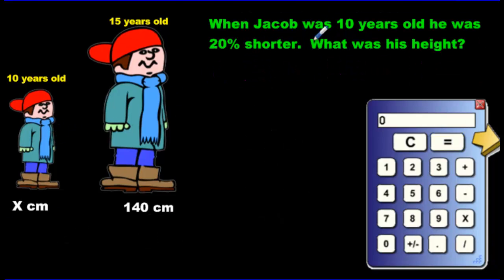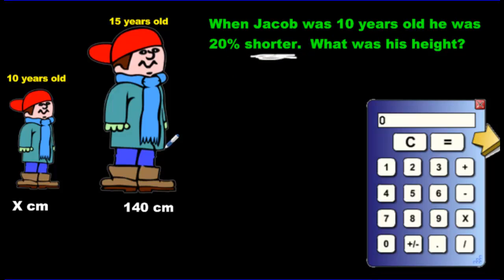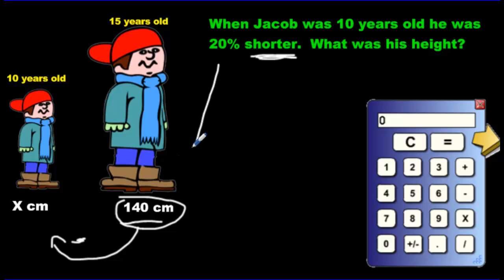Same kid again. When Jacob was 10 years old, he was 20% shorter. Okay, well, he was shorter, which means he was less than 140. He was less than that. We have to subtract a number. But he was 20% shorter. 20% of what? 20% of this. Okay, no problem. I'm sure now a lot of you are thinking, okay, I can do this. We're just going to find 20% of that. So we're going to go decimal 0.20 multiplied by 140 and punch that in your calculator.